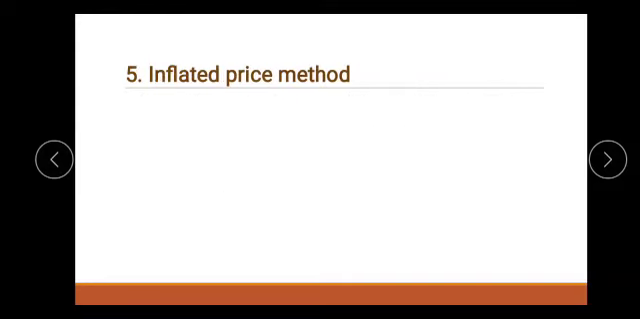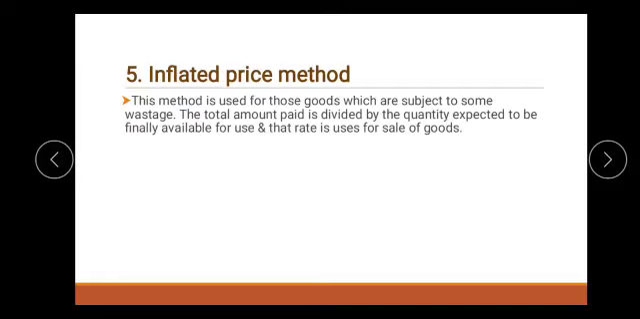Fifth method, inflated price method. This method is used for those goods which are subject to some wastage. The total amount paid is divided by the quantity expected to be finally available for use, and that rate is used for sale of goods.